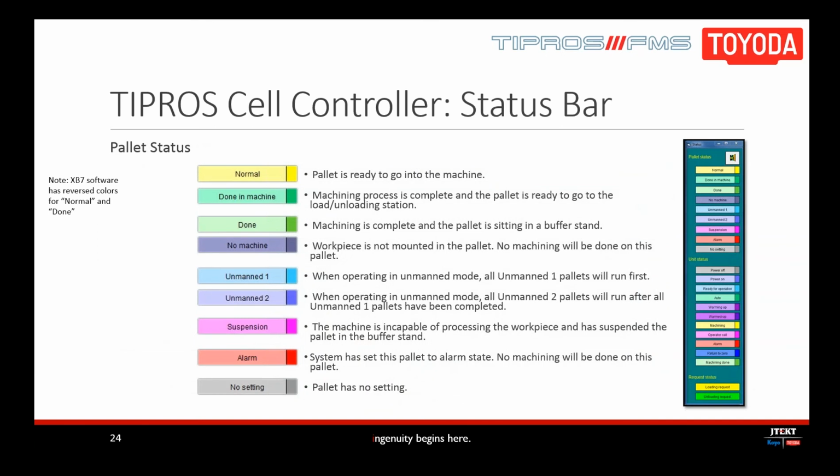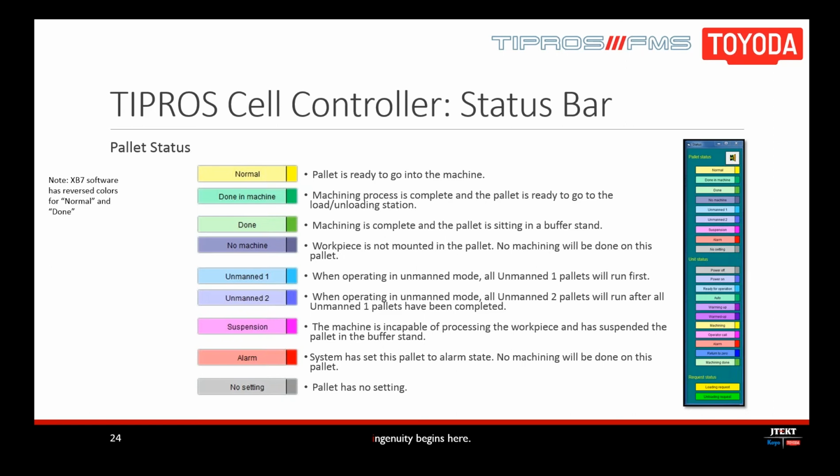All right, so as Keith was saying, on the Tipros display, each pallet is color-coded to show the user the status of that pallet. So yellow would mean that the workpiece is loaded and it's ready to be machined. That lighter green shows that the process on the pallet is complete and it's ready to be taken out of the cell, while a darker green shows that the pallet is done and it's waiting to be taken from the buffer station. Dark purple would indicate that the pallet is not mounted, and this will not be sent to the machine until mounting has been corrected.